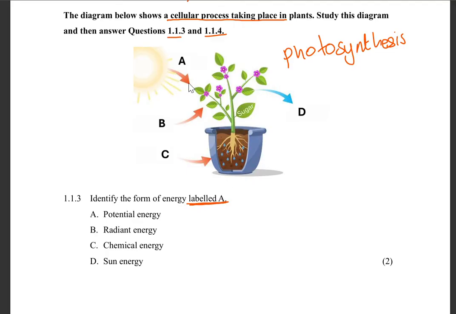Okay, so 1.1.3 is asking us to identify the form of energy that is labeled A. So remember, guys, you would need to bring in your photosynthesis content here, because the form of energy that is needed is basically the energy from the sun that is needed in order for photosynthesis to take place, which is labeled A. That's what they are asking about. Do we need potential energy from the sun in order for photosynthesis to take place? Definitely not. Is it radiant energy? Definitely yes, but let's look at the other options before we can make our final decisions. Is it chemical energy? No. Sun energy?